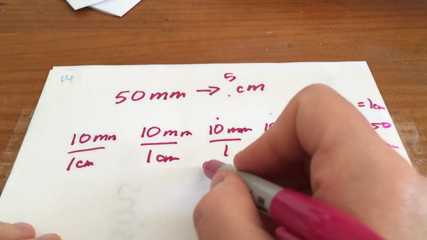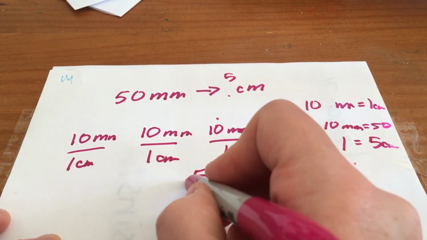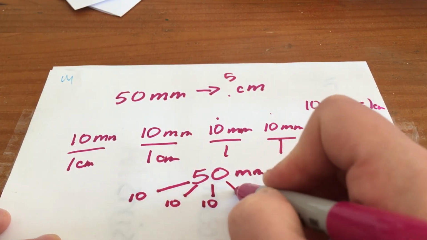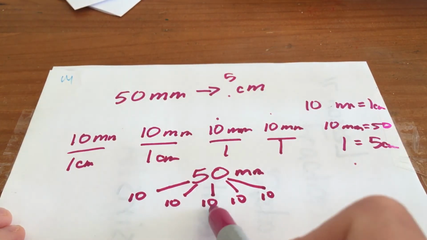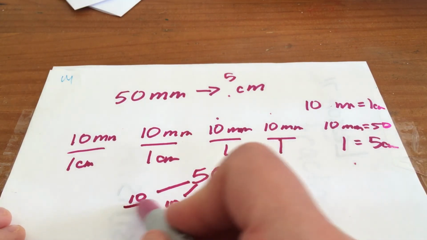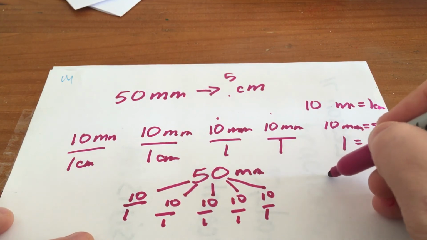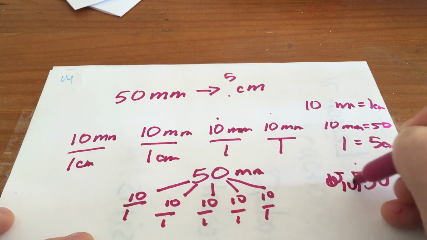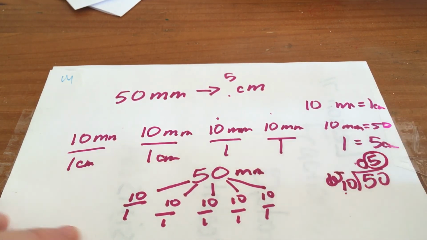Or you could have done it this way. 50 millimeters, and we're going to break it up into 10 millimeters until it makes 50. We're going to divide it. 10, 20, 30, 40, 50. And then we know that each one of these is worth 1 centimeter. So if you would go 50 divided by 10. 10 goes into 5 0 times, 10 goes into 50 5 times. So this is a division problem when they do that.